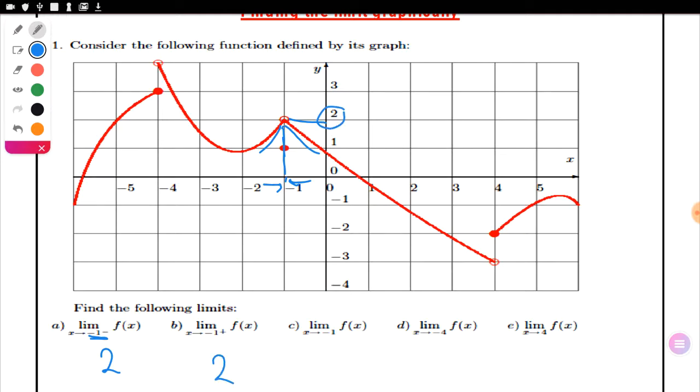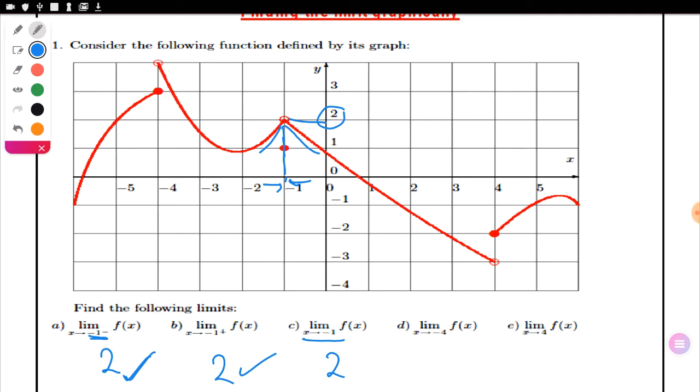The limit of f of x when x approaches -1, but here I don't say from right or from left, so I have to use this: the behavior from left and the behavior from right are the same. In this case, the limit exists and it will be like that.